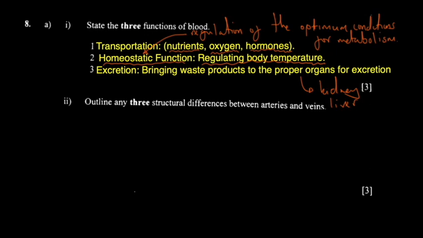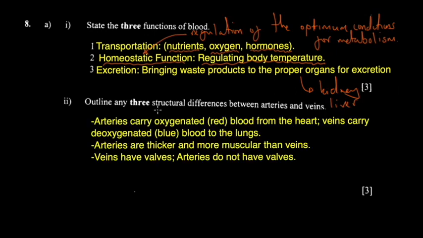So let's quickly move to the next one. Outline any three structural differences. This word here is called a qualifier. It's telling you exactly what kind of differences they're looking for, and then these ones, obviously, are the description. You're comparing arteries and veins.